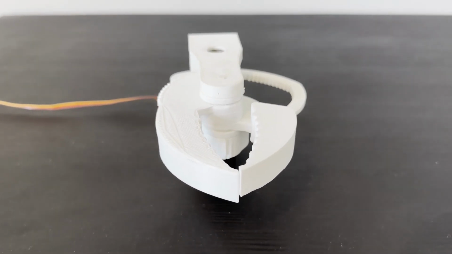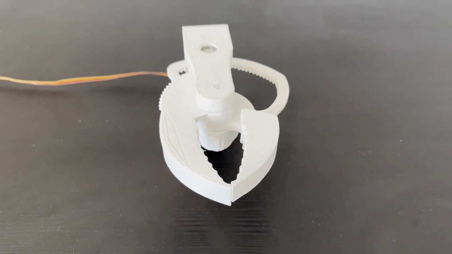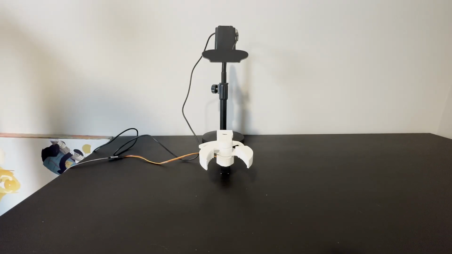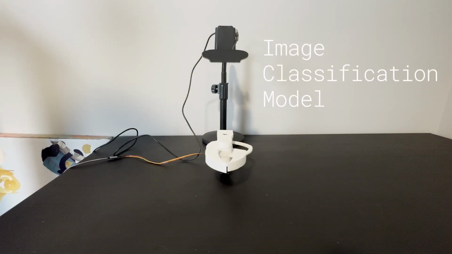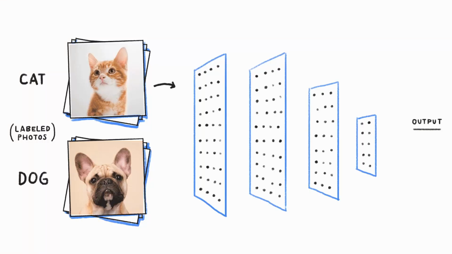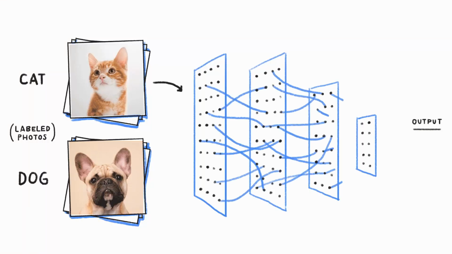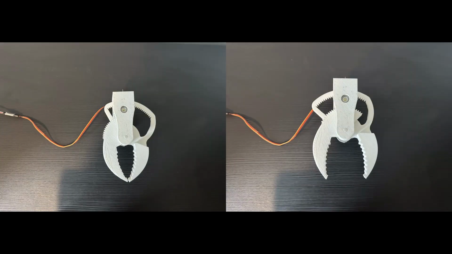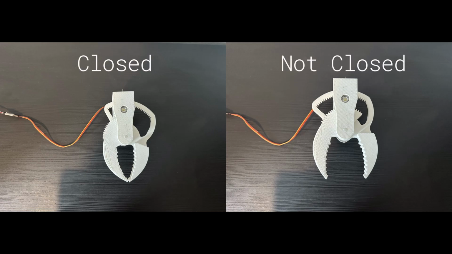Before we can start the RL training, we're going to need a way to automatically tell whether or not the gripper is open or closed. To do this, we can use an image classification model. An image classification model simply learns how to take an image and place it into an arbitrary class. For example, classifying images as pictures of dogs or cats. In this case, we only have two classes, closed and not closed. We can be a little bit generous and say that the gripper is closed as long as it's below 15 degrees.